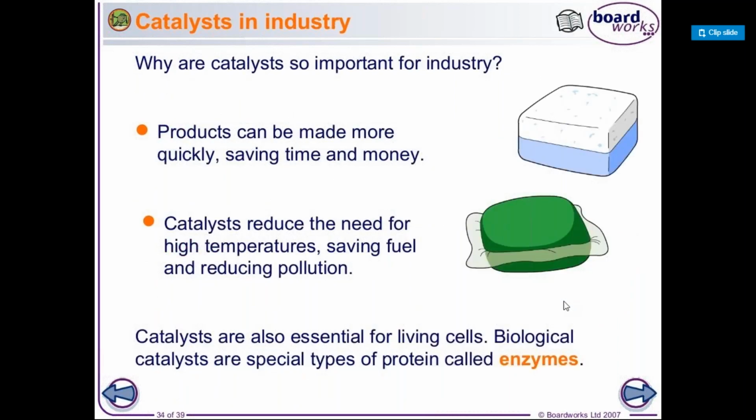Why are catalysts so important for industry? Products can be made more quickly, saving time and money. Also, catalysts reduce the need for high temperatures, saving fuel and reducing pollution. Catalysts are also essential for living cells. Biological catalysts are special types of proteins called enzymes.